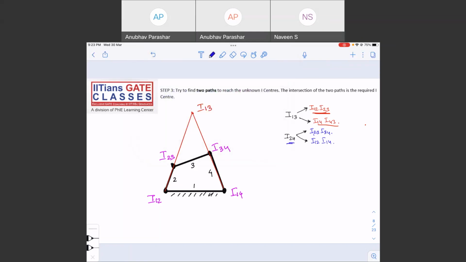you have to join 2 3 and 3 4. This is the line joining 2 3, 3 4. We'll extend this one. Then 1 2 and 1 4. It will come and intersect somewhere here. So this is the I center I 2 4.